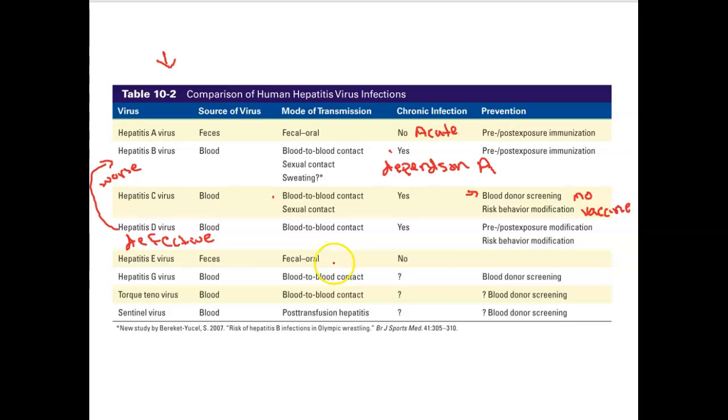This does not cause chronic infection, but it causes a more severe acute infection. And then hepatitis G, TTV, and sentinel virus, through blood contact. There might be contamination in the blood supply for sentinel virus. We don't know. Not really associated with a lot of known diseases. So these last ones we've got question marks. We still don't know for these last three.